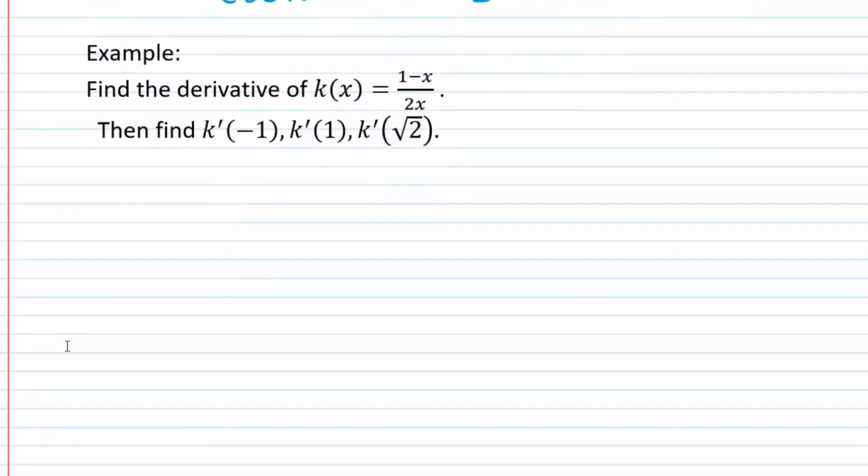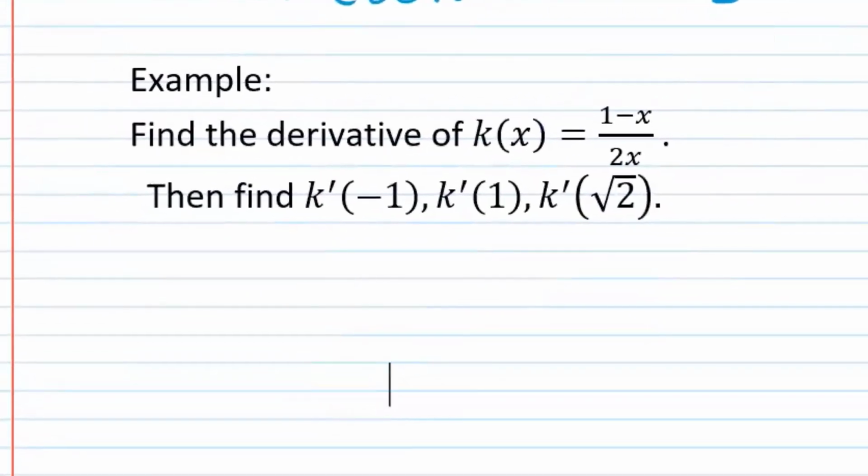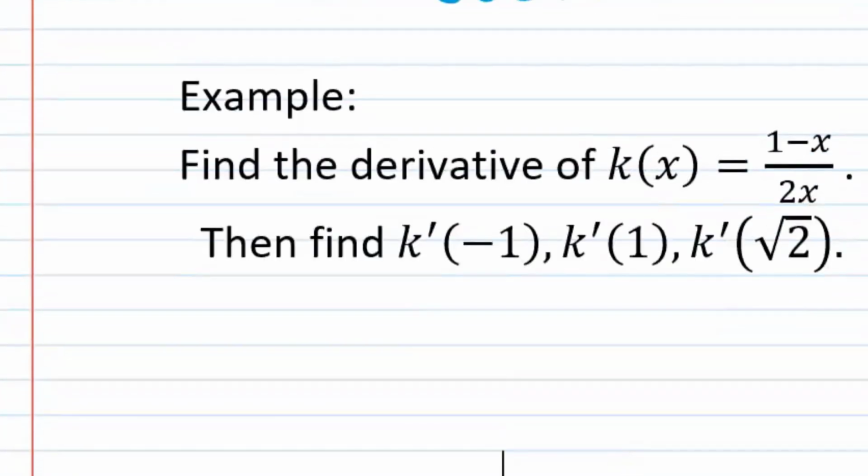So here's another one. It says find the derivative of k of x equals 1 minus x over 2x. Then find k prime of -1, k prime of 1, and k prime of square root of 2.